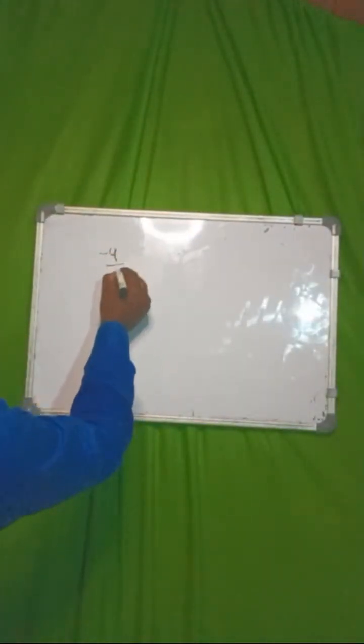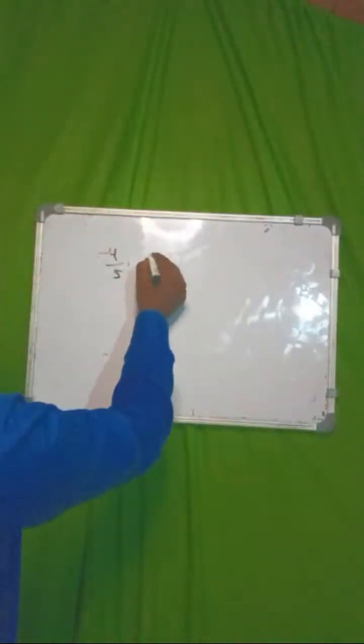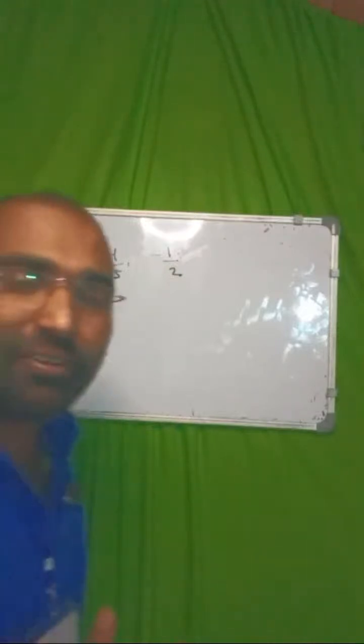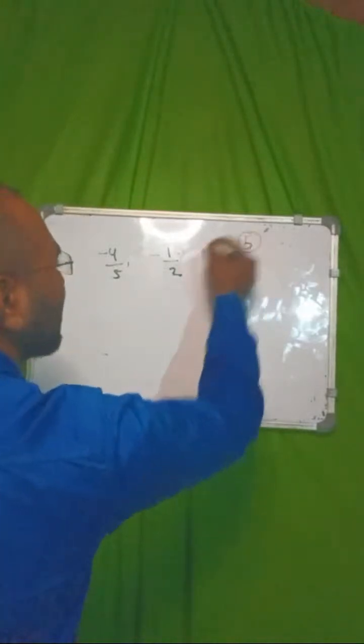So let's see another question. What is the question? Minus 4 divided by 5, and the second one is minus 1 divided by 2. This is the question: minus 4 divided by 5 and minus 1 divided by 2. And we have to find 5 rational numbers between these.